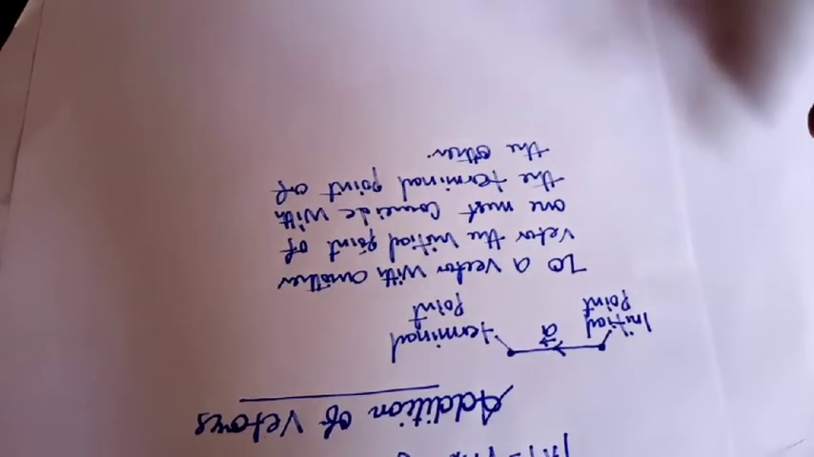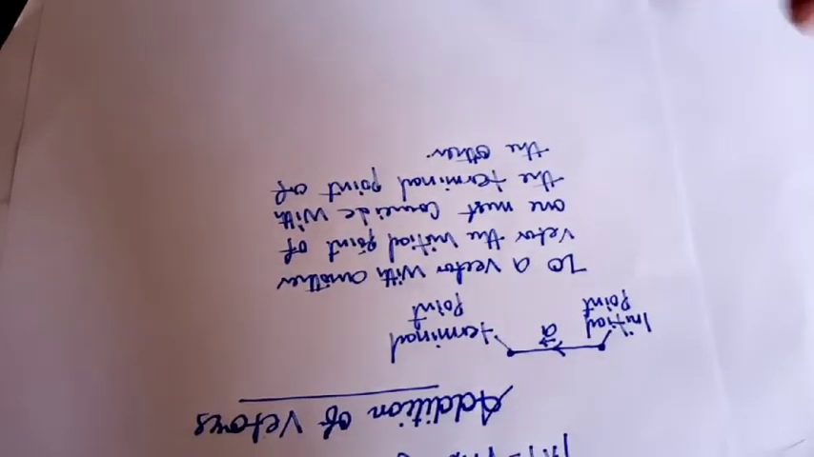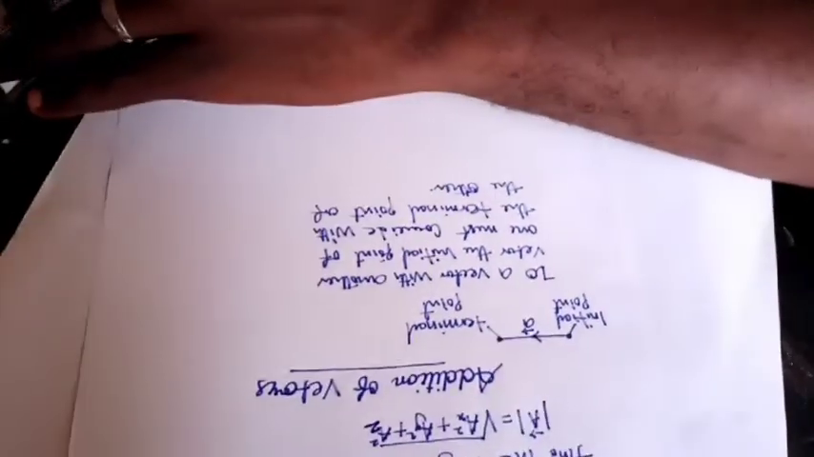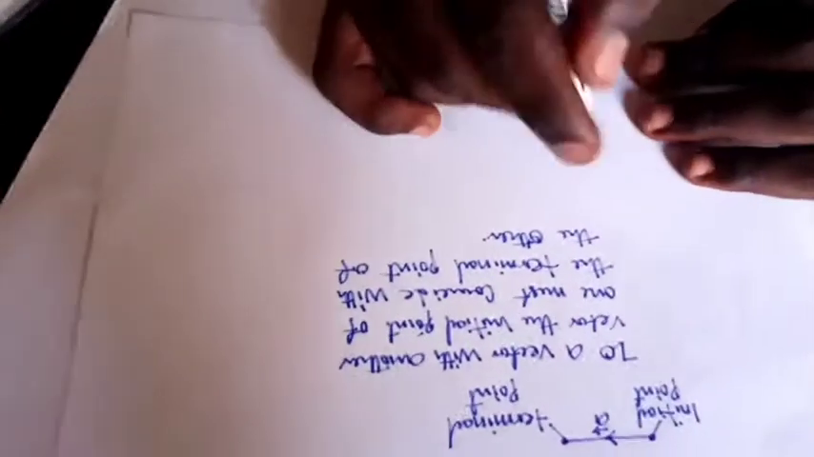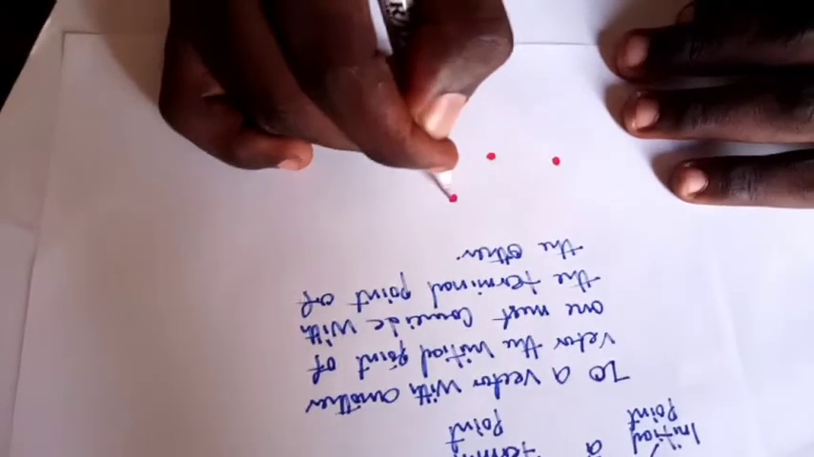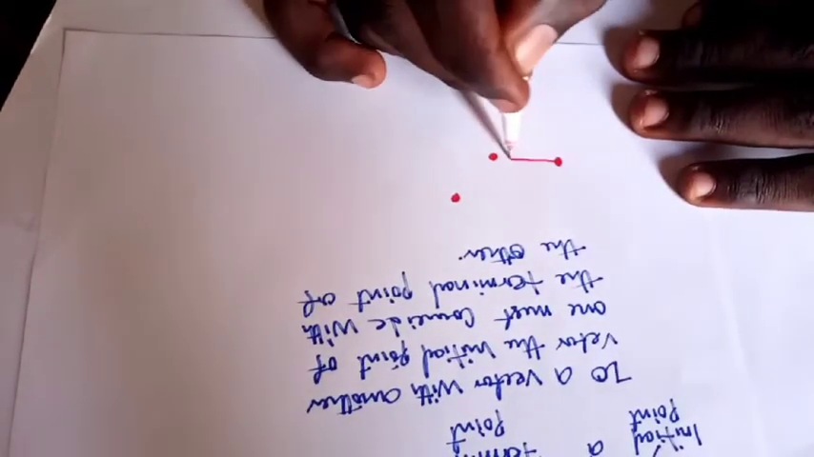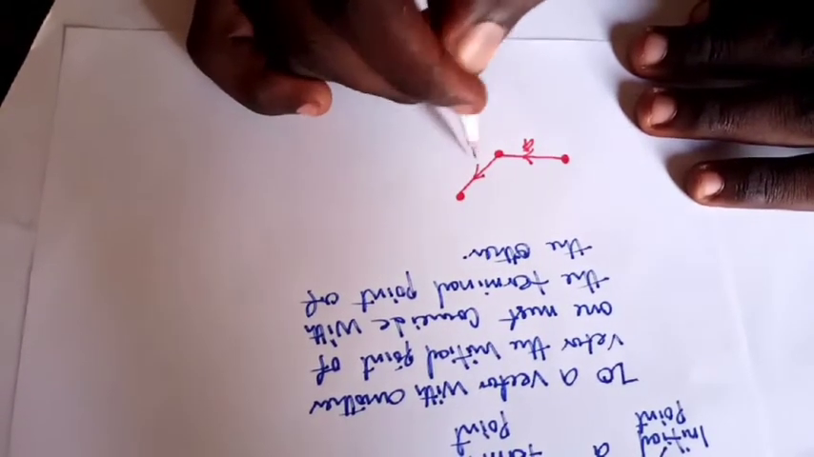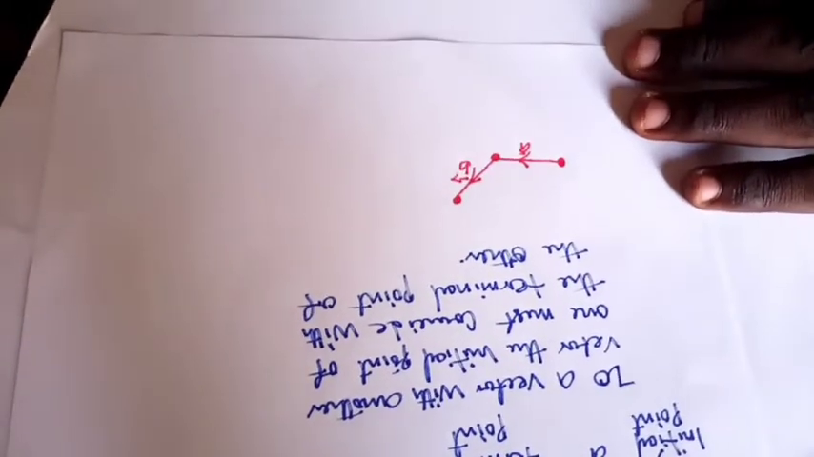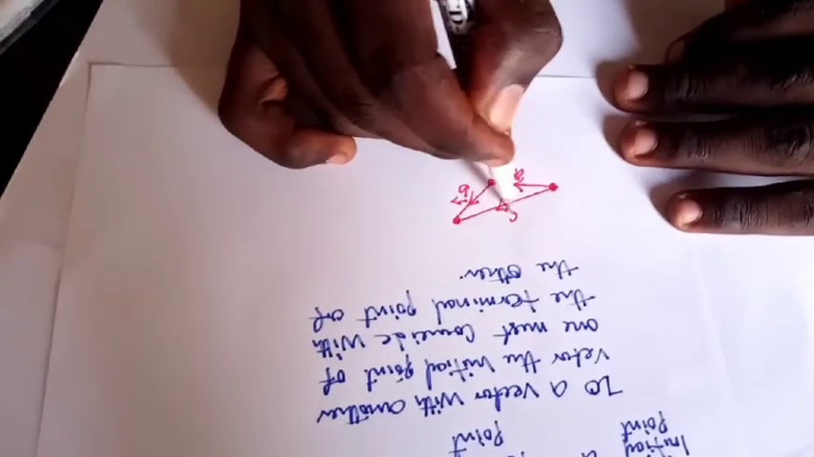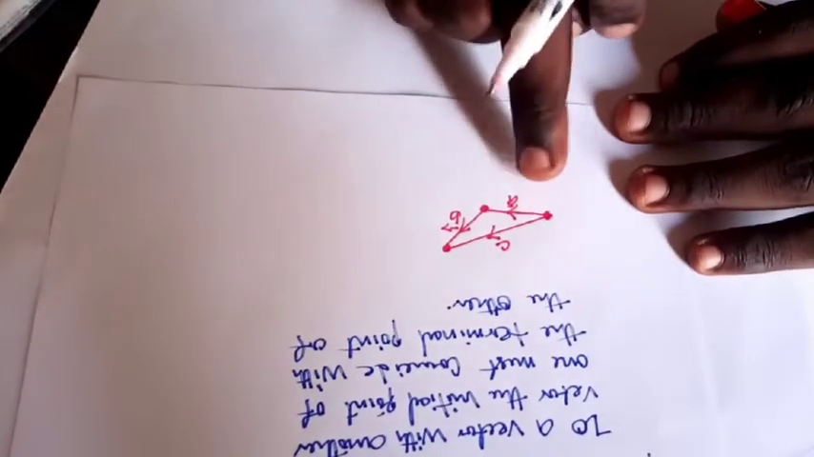So if you are going to add two vectors together, the terminal point of one must coincide with the initial point of the other. What are we saying in essence? Let's consider this diagram. If this is a point and this is another point here, and I have another point here. So if I have this as vector A and this as vector B, now this point here that I'm going to call vector C will be the resultant of A and B.